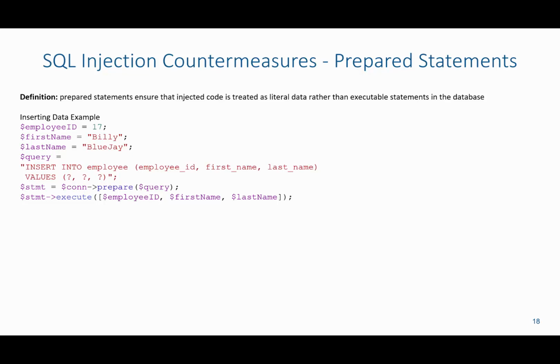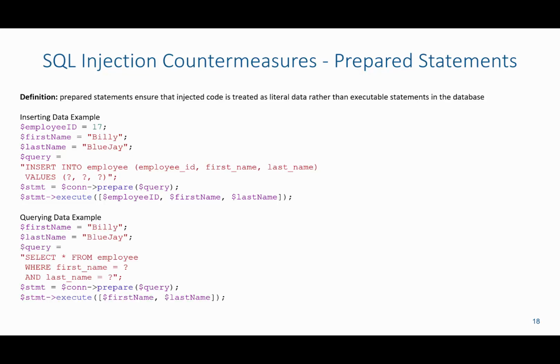And inside the execute statement, I'm going to pass in what I'm going to substitute those question marks. So in corresponding order, employee ID is going to be substituted for the first question mark, first name is going to be substituted for the second question mark, and last name is going to be substituted for the third question mark. In this way, I can protect against SQL injections because it is going to literally interpret all the data as is rather than as a continuation of the SQL string. I could do the same thing for a select statement.